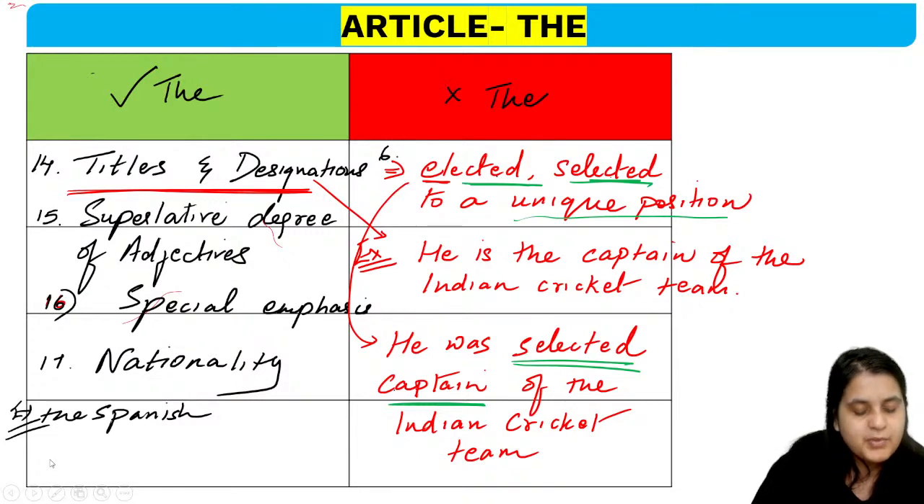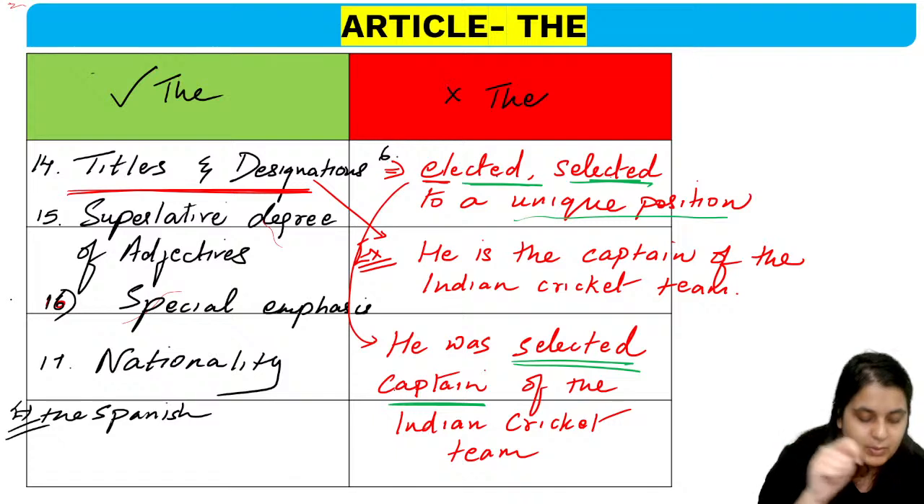For example, he's the president of our country. He's the prime minister of India. We use it before the superlative degree of adjectives: good, better, best. So "the best," "the tallest," "the smartest," "the shortest." We use it before special emphasis. For example, this is the book I was talking about.